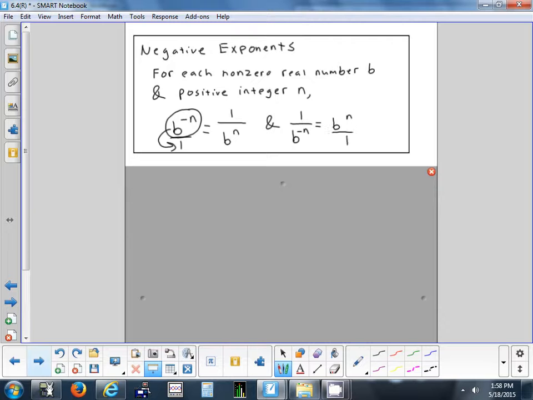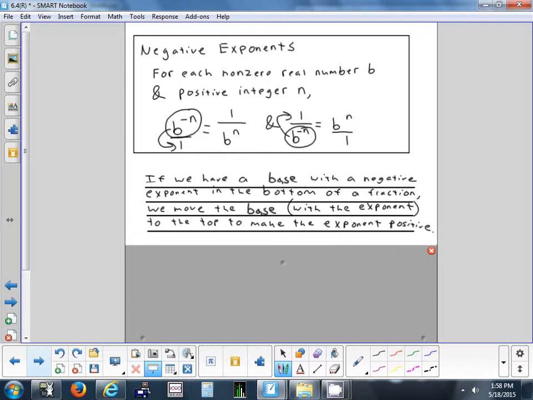Now look at this other one. Where's the b to the negative n in this fraction? It's in the bottom. If we want to make it positive, all we have to do is put it in the top. So anytime something passes through this line right here, think of it as the magical line. This switches it. When you move it, it makes it positive. Anything that moves through that line changes the sign of the exponent.